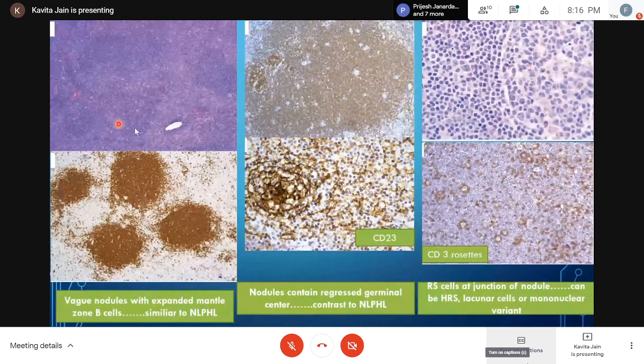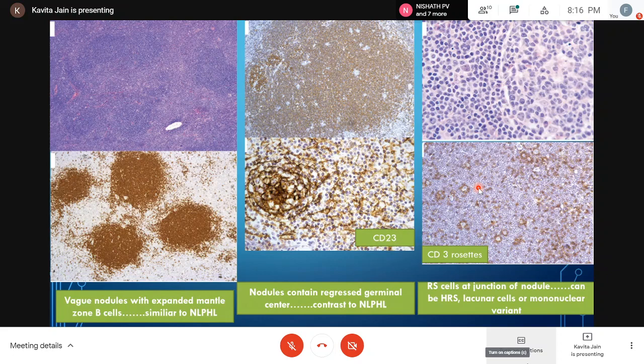So again, these are closely packed nodules. As I told you, NLPHL is one of the close differentials in this. We rule out nodular sclerosis because we don't see any collagen bands here. Then when we put the IHC, we see vague nodules with expanded mantle zones, which is similar to NLPHL. However, we also see residual germinal centers with the help of the CD23 stain, which is not a feature of NLPHL.